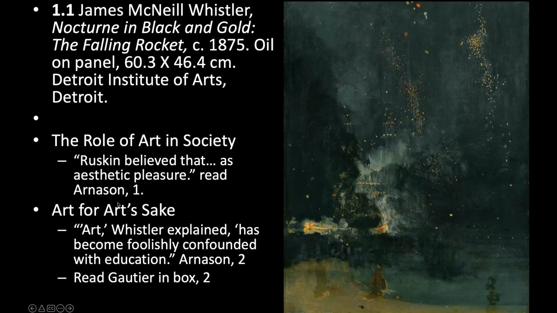So instead, Whistler would think of things as art for art's sake. Art, Whistler explained, has become foolishly confounded with education. So to him, it doesn't have to exist for this greater purpose. And I'm putting out the air quotes again. Instead, it can kind of exist on its own and be beautiful as is. So I'll read this quote from Théophile Gautier. And he's speaking actually about 40 years before this painting was made. But it's a similar type of idea that Whistler was talking about.